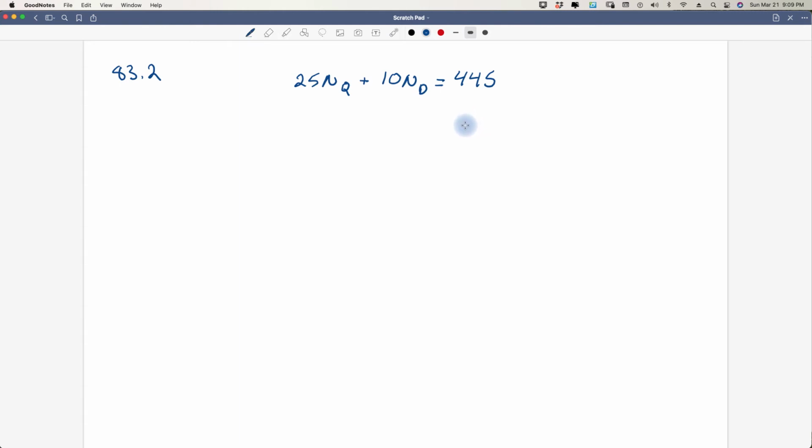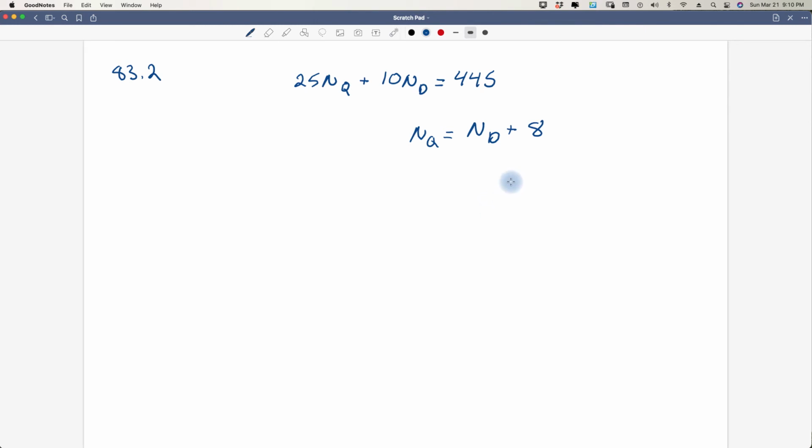She has 8 more quarters than dimes. How many coins of each type does she have? So she has 8 more quarters than dimes. All right, so that means she has more quarters than dimes. So the number of quarters is equal to the number of dimes plus 8, because she has 8 more quarters than she does dimes. All right, so that's something we can work with.